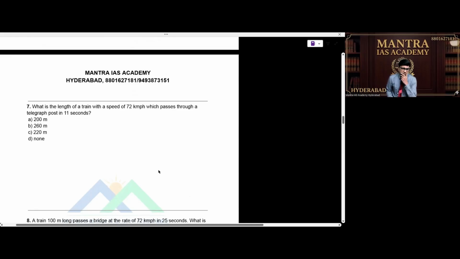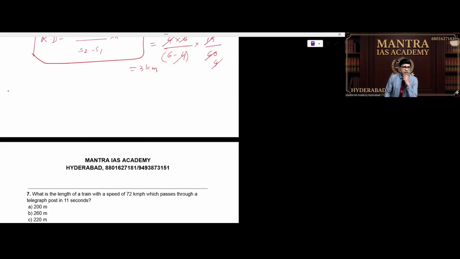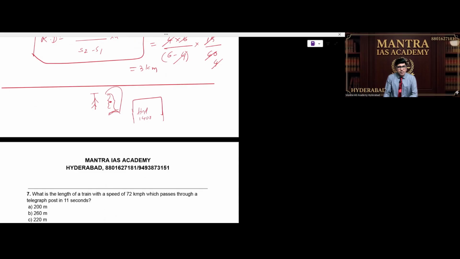There are some specifications regarding the trains, and I'll use this space, the top of this page, for the rough work, beta. Imagine that a man, or a pole, a constant pole, or a standing man, or a milestone. You might know that Hyderabad is 140 kilometers, or 1,400 kilometers, or 400 kilometers, like that you can have. This is called a milestone. A train is approaching this one.